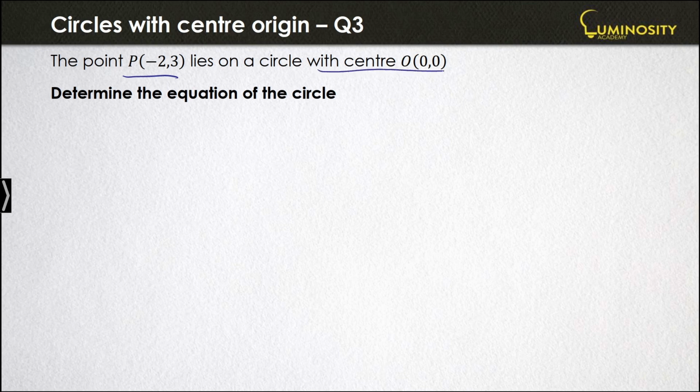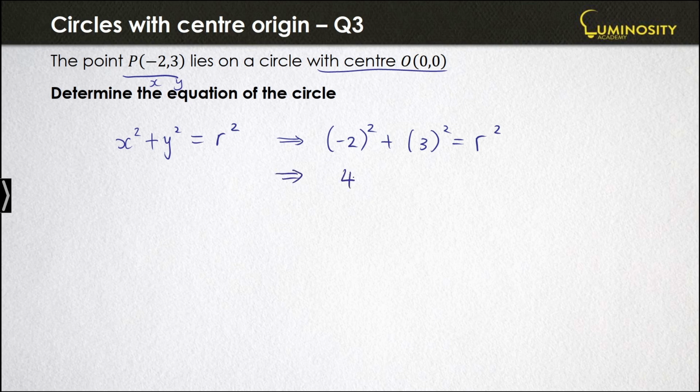So since we know the center is the origin, by default, the equation of the circle is going to be x squared plus y squared equals r squared. Okay, so I've got a point for x and a point for y. So all I'm looking for is my radius. So if I substitute x as negative 2, and my y value is 3, this will be the value of r squared. Okay, so now negative 2 squared is positive 4, 3 squared is positive 9, equals r squared. So therefore r squared is equal to 13.